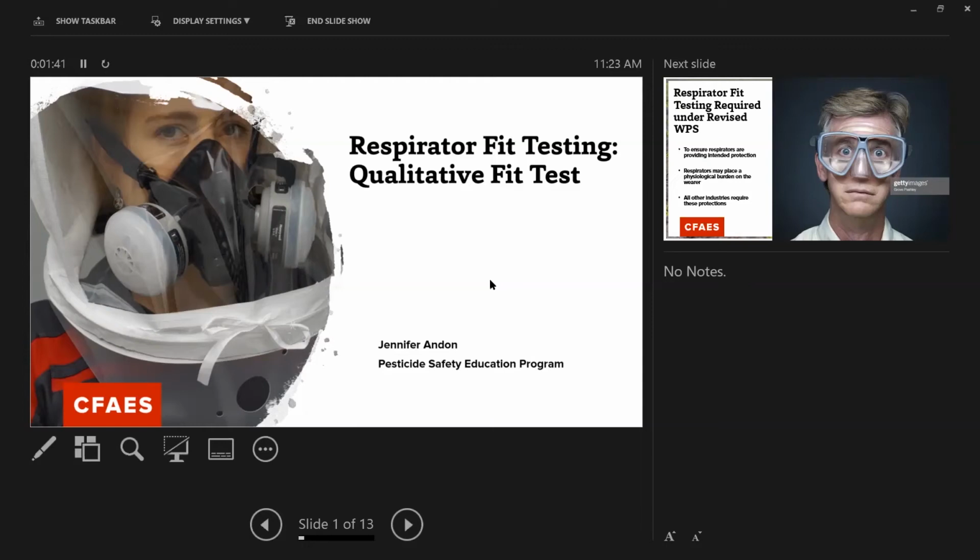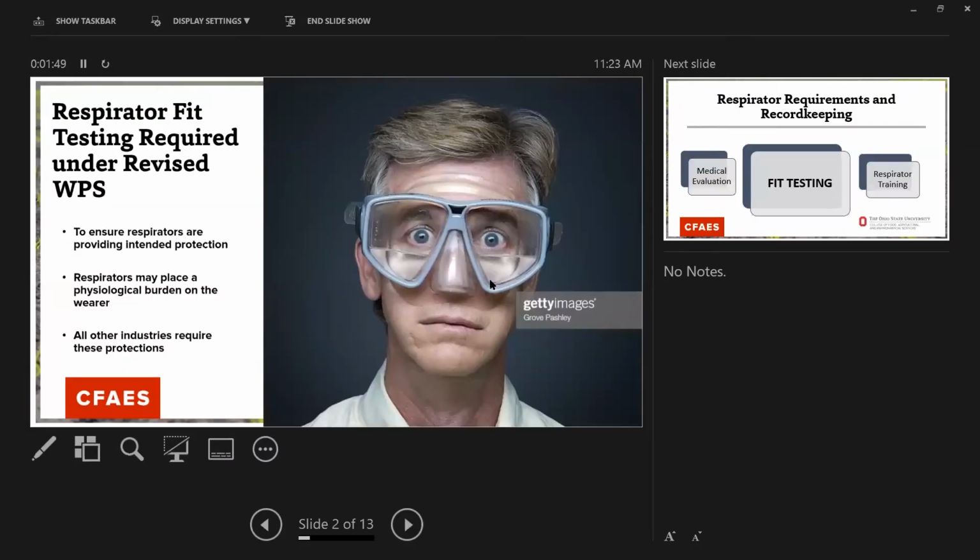Okay, so for this segment, we're going to be going over respirator fit testing and the qualitative fit test. So first off, what is a respirator fit test? Why is it required? And why has it been added under the revised worker protection standards? So first off, it's to ensure that respirators are providing the intended protection.